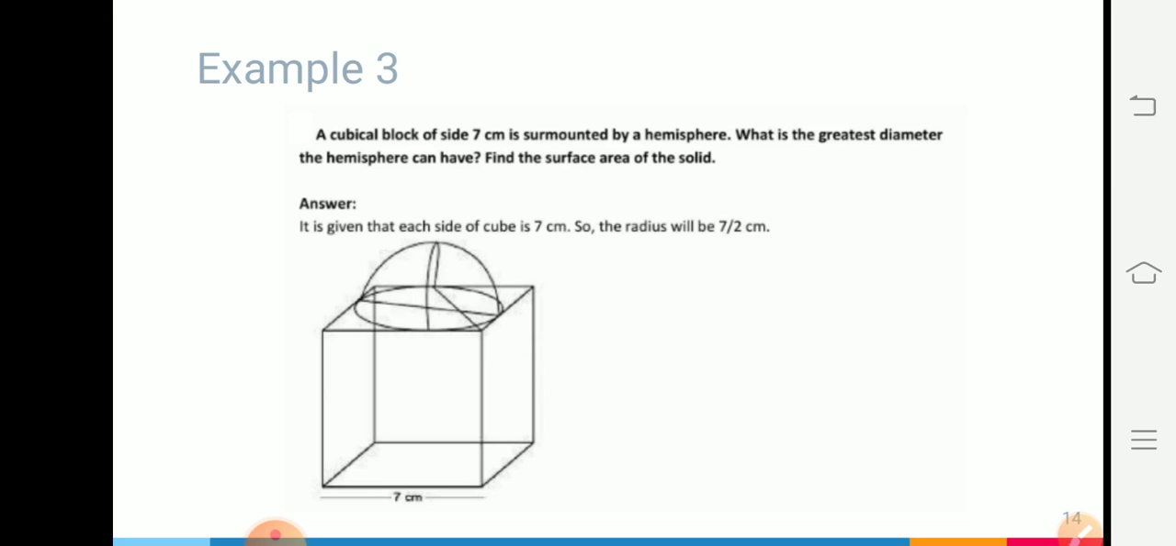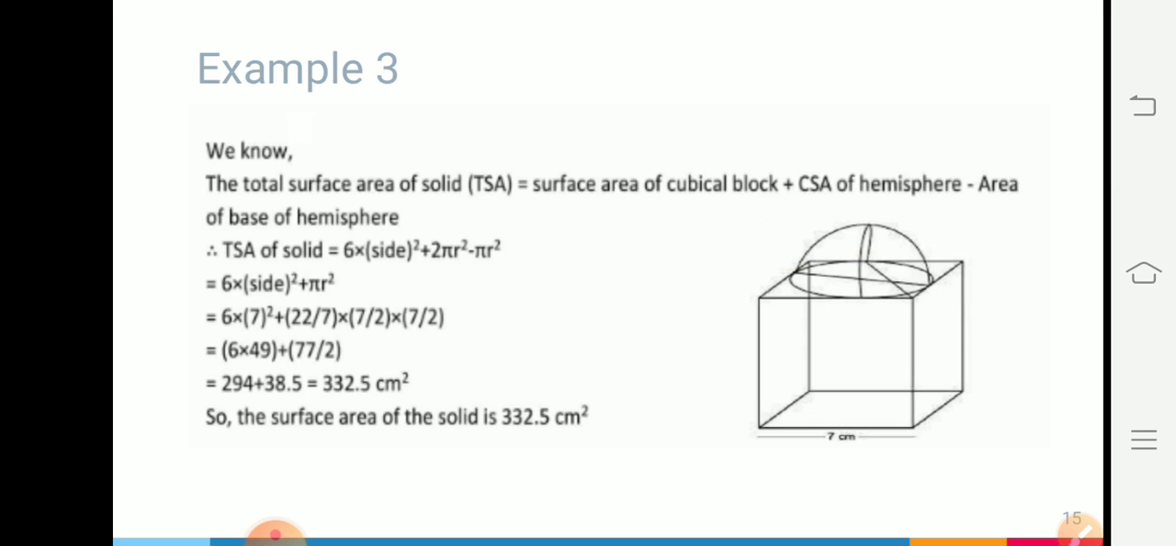It is given that the side of the cube is 7 centimeter. So the hemisphere which is on top will have half of it as radius. So radius of the hemisphere is 7 by 2. Now using the logic of calculating the total surface area of the solid, which is equal to the surface area of the cubical block plus the curved surface area of hemisphere minus the area of the base of hemisphere.